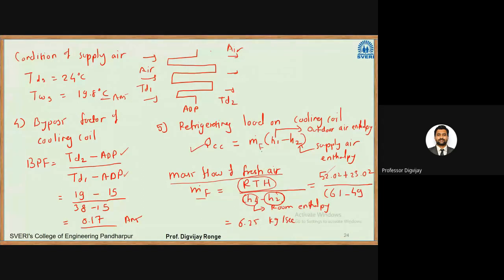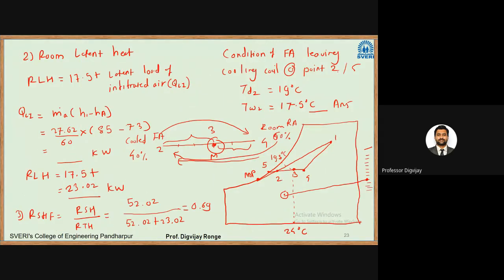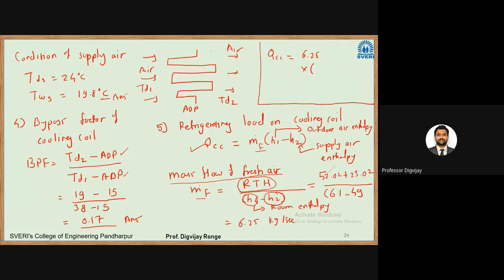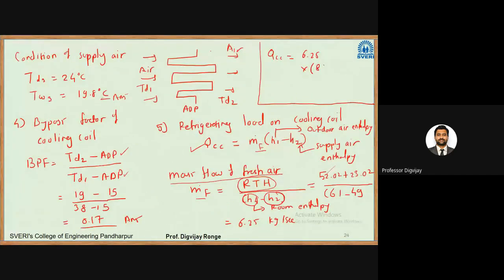That will be mass flow rate into H1, the outdoor air enthalpy, minus H2, the supply air enthalpy. Somewhere in the corner I will calculate this. So QCC will be equal to 6.25 into H1, which we have calculated as 85, minus H2, which we have calculated as 49. So 85 minus 49, calculate this, and this will be your answer in kilowatts.